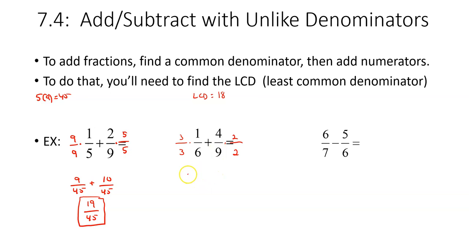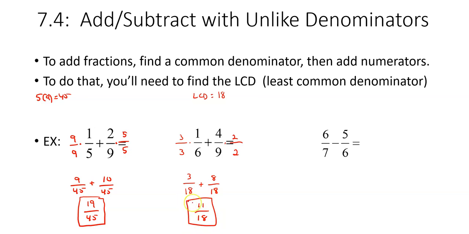All right, so 3 times 1 is 3, 3 times 6 is 18. Notice that if I had taken 3/18 and simplified it, I'd get back 1/6. Over here, 4 times 2 is 8, 9 times 2 is 18. Again, 8/18 and 4/9 are equivalent fractions. Now add them together. I got 11 on the top, 18 on the bottom.